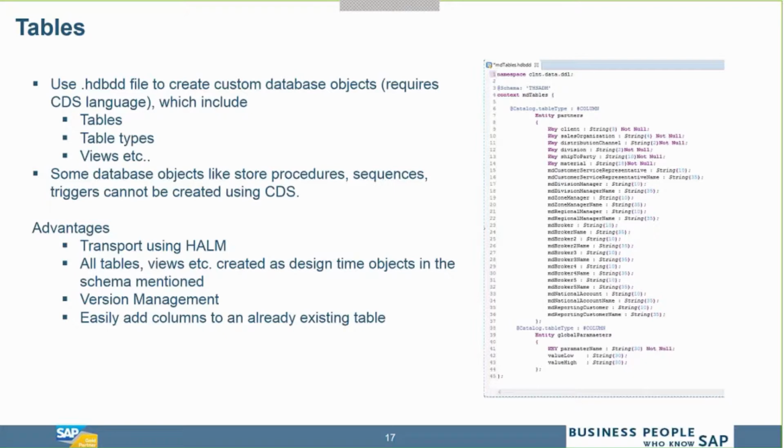So again, let us see what are the advantages of using the HDB file for creating tables. Like I said, transporting these files into the next system becomes very easy. Again, all the tables are created as design time objects in the schema that you have mentioned. Then version management is possible. And finally, adding and removing columns within an HDB file is very simple. It's basically changing this file, and you can see the effects of it immediately.